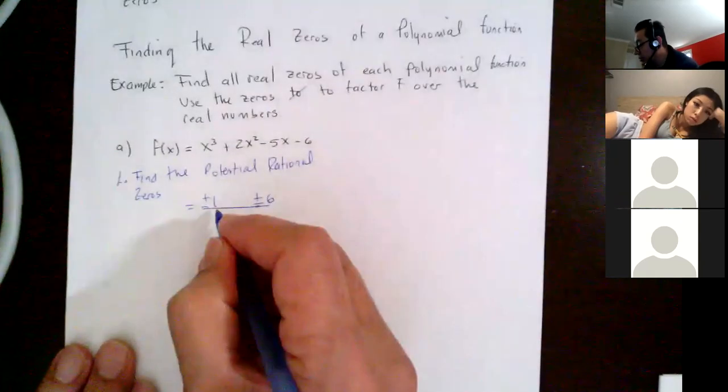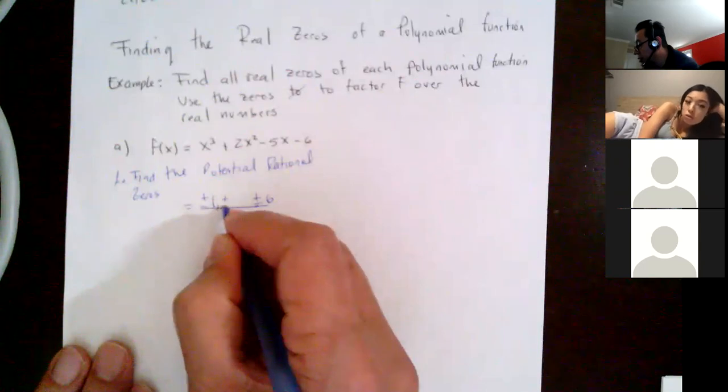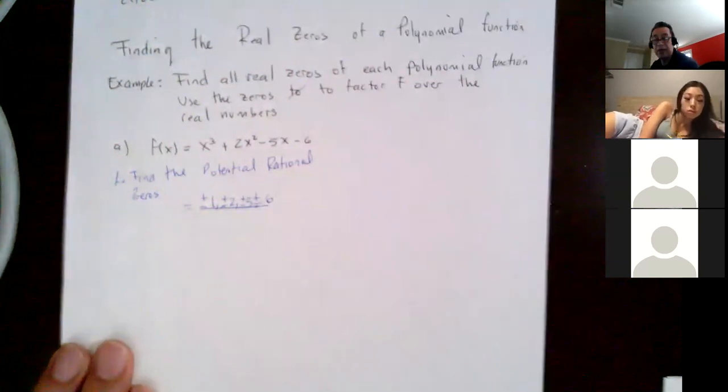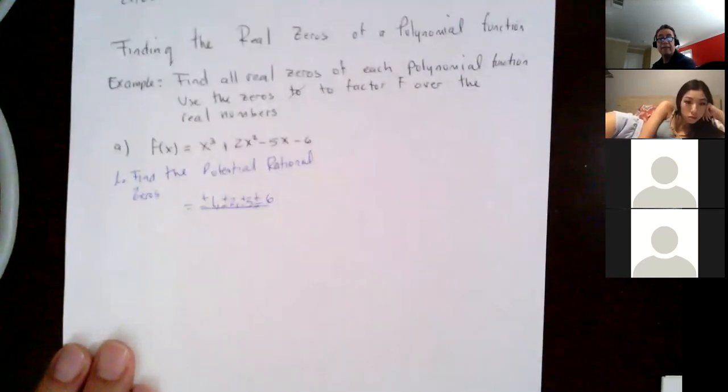And what else? Plus minus 2 and plus minus 3, right? Is it plus minus 1 or no? Yes, plus minus 1. So they're all plus minus. Why is that? Because -1 times -6 is positive 6, right? Yeah. That's why they're negative.